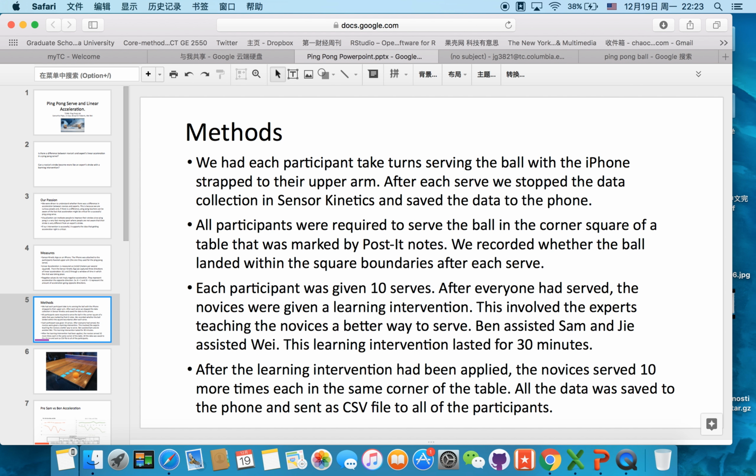After everyone had served, the novices were given a learning intervention. This involved the expert teaching the novice a better way to serve. Ben assisted Sam and Jie assisted Wei. This learning intervention lasted for 30 minutes. Finally, after the learning intervention had been applied, the novices served 10 more times each in the same corner of the table. All the data was saved to the phone and sent as a CSV file to all the participants.